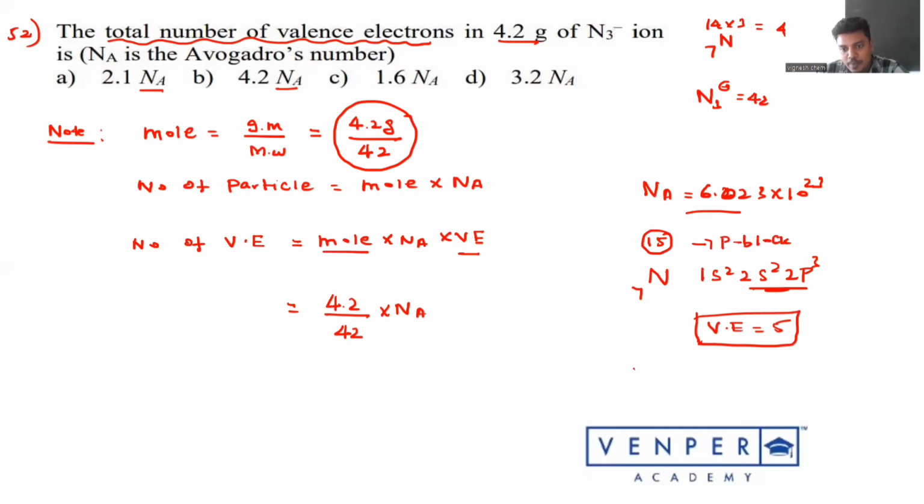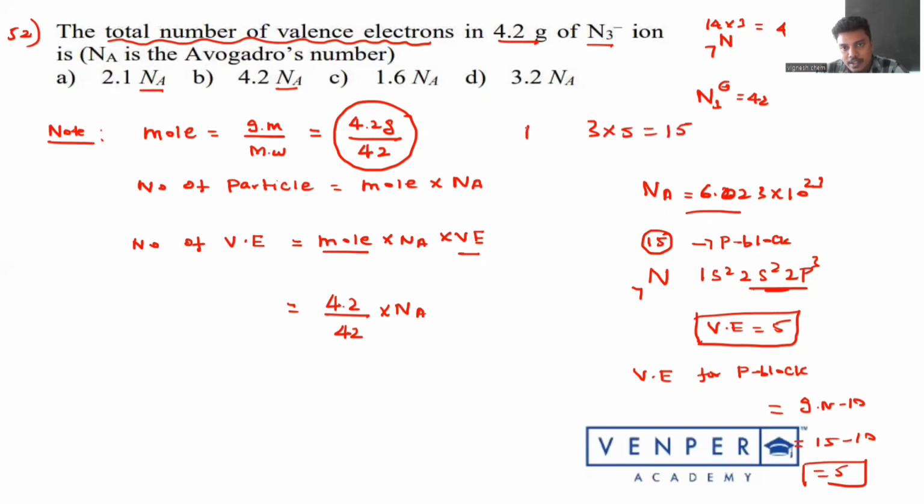For p block, the valence electron formula is the group number minus 10. What is the group number of nitrogen? 15. What is 15 minus 10? The value is 5. Therefore, valence electron is 5. Therefore, in N3 minus, how many nitrogen? 3 nitrogen, right? Therefore, 3 into 5, 15.